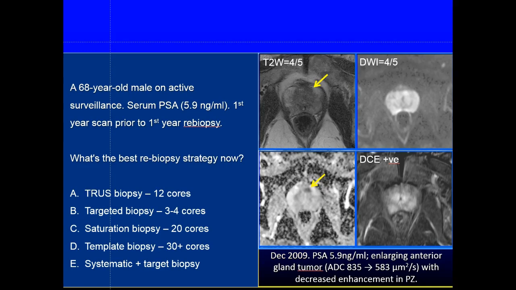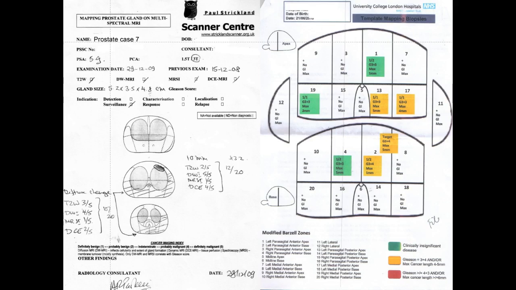So, in 2008, what could we have done? A TRUS biopsy, again. Hope you hit it. Targeted biopsies, 3 to 4 cores, well, not available in 2009. Saturation biopsies, template biopsies, systematic and TRUS biopsies. In fact, what we did was we did a perineal template plus targeted biopsies through that area.